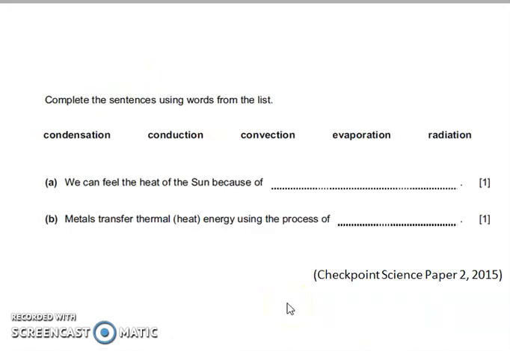Now let's answer another question. Complete the sentences using words from the list. We can feel the heat of the sun because of, yes, radiation. Metals transfer thermal heat energy using the process of conduction. Metals are solid, so it is transferred through the process of conduction.